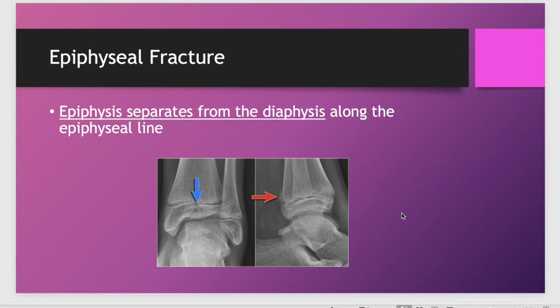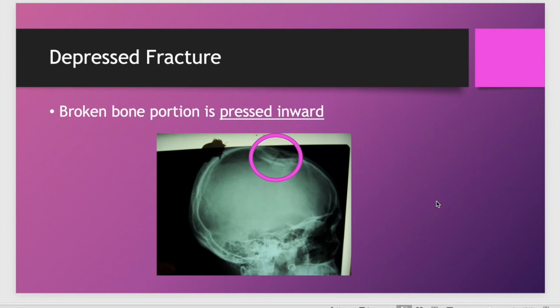An epiphyseal fracture is when the epiphysis, or the end of the bone, separates from the diaphysis along the epiphyseal line, or that remnant of our growth plate. This one you don't need to circle anything because there are arrows on those x-rays for you already. A depressed fracture. This one makes me cringe. The broken bone is pressed inward, so make sure you circle that again on your x-ray.